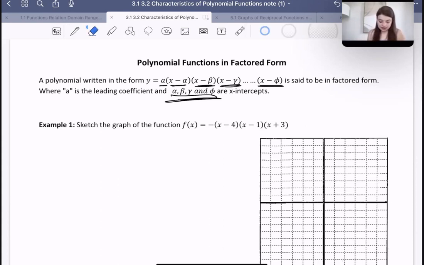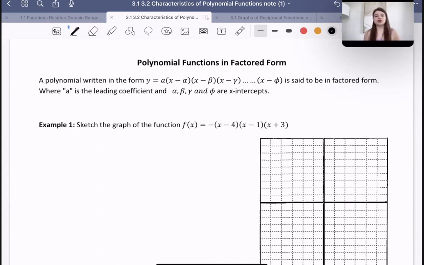Now, for today, we're just going to practice sketching with polynomials already in factored form, but in the future, I will also talk about how we can actually go from the standard form to factored form. So, what steps we would have to take to factor it. Luckily, once we get it down to just having a quadratic, we know how, right?